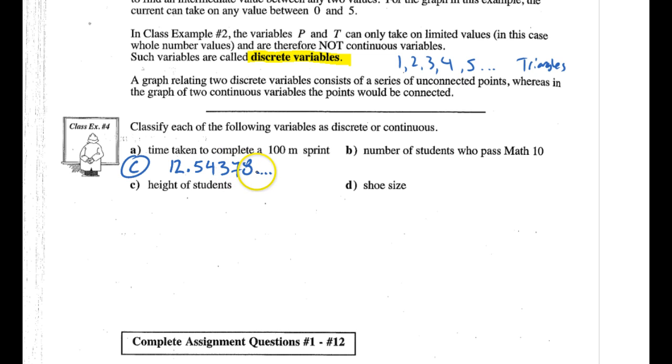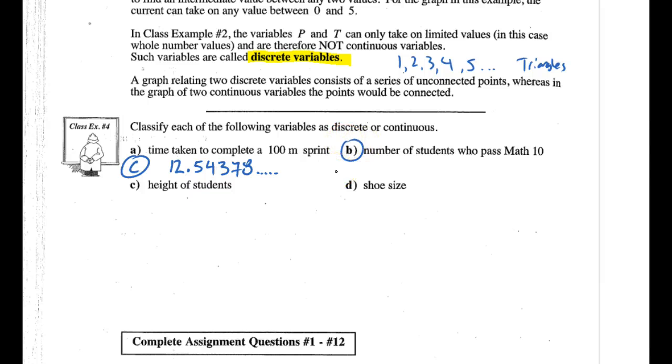So really, if I had an infinitely precise stopwatch, I could get as many decimal places as I like, and therefore this is a continuous variable, because for every possible value you can have as many decimals as you like in your answer. Basically, the only thing limiting you is your stopwatch, how precise it is. Now, let's look at B here.